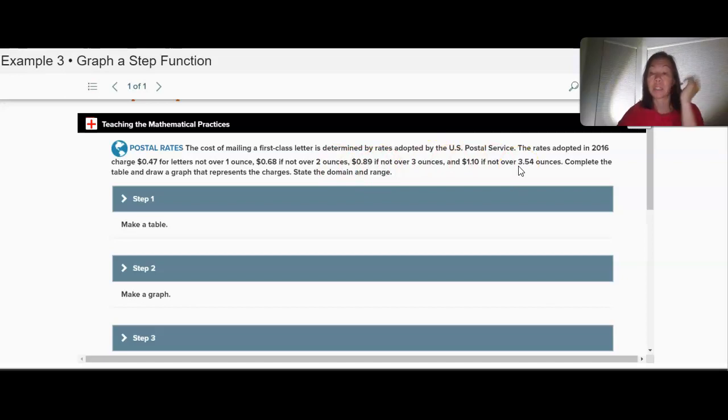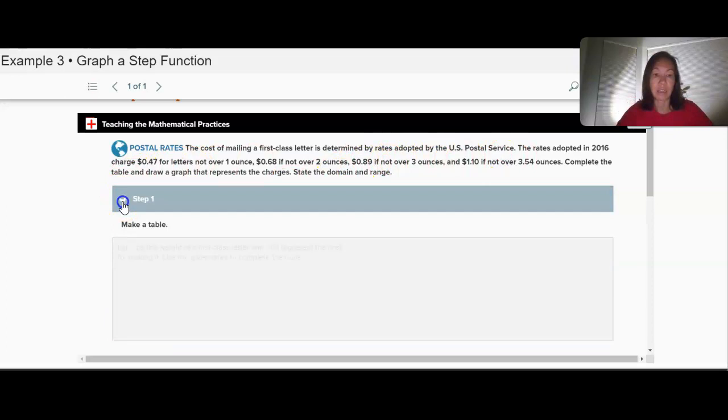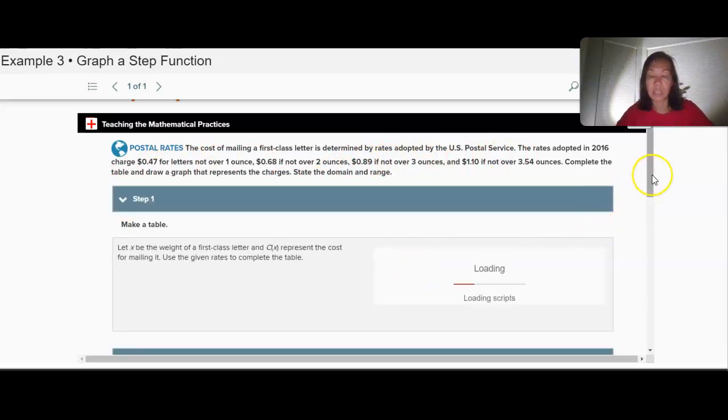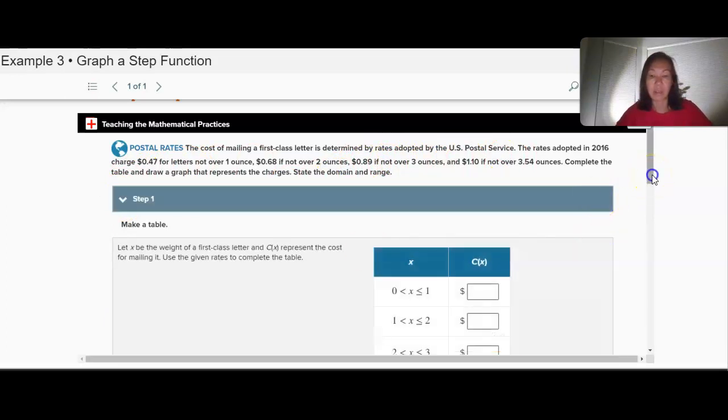So if you think about it, this is a series of steps, right? 1 ounce or less costs 47. Between 1 and 2 ounces, it's 68 cents. Between 2 and 3, it's 0.89, and between 3 and 3.54, it's 110. So the first thing we're going to do is make a table with these values.